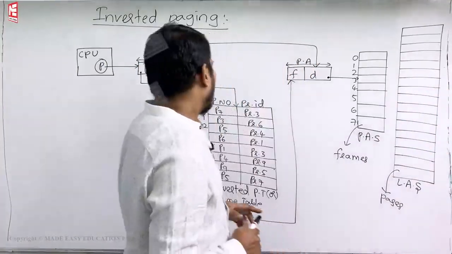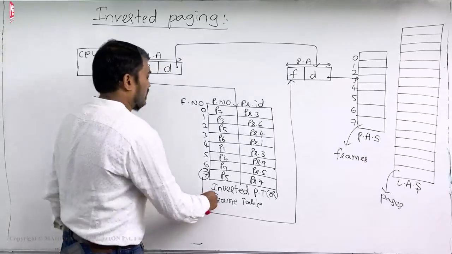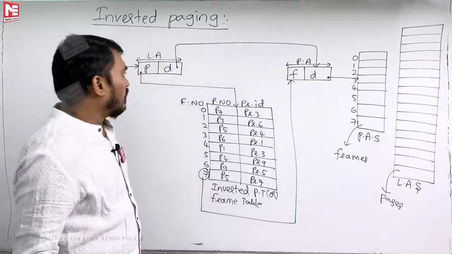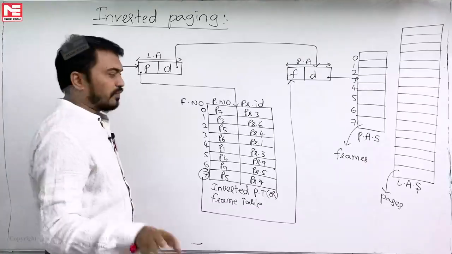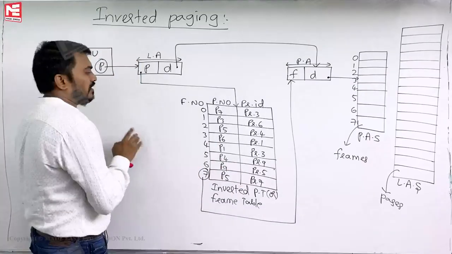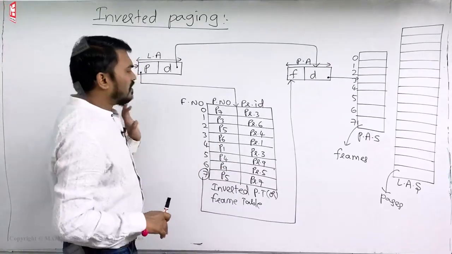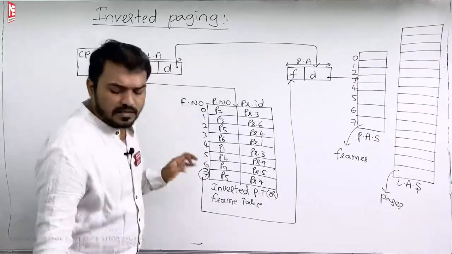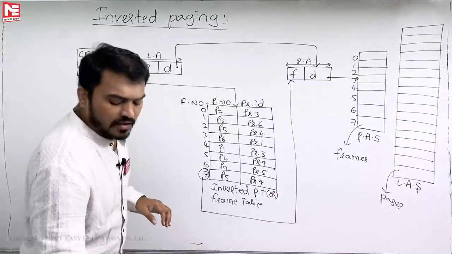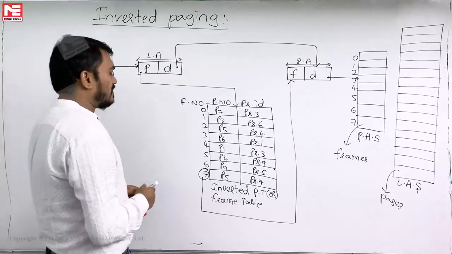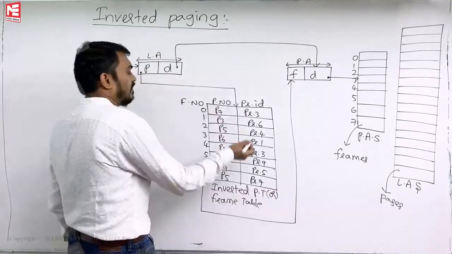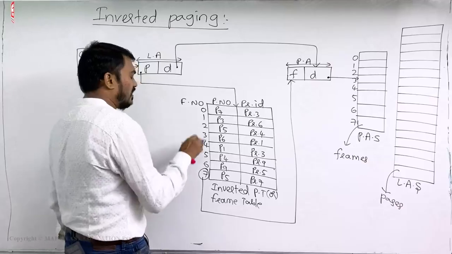Right. Okay. Now, that is about the inverted page table. Understand here, inverted paging, only 2 points. Now come back to this here. In the inverted paging, we are maintaining only one page table for all the processes. Look at here. So this is the inverted page table.